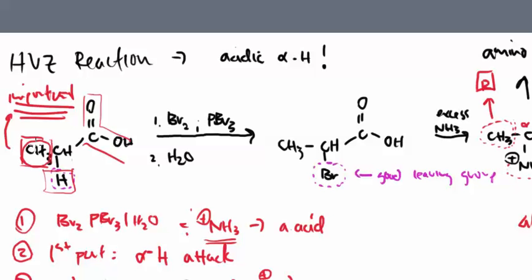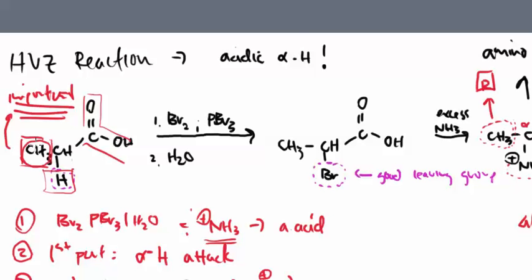If I want to make another amino acid like serine, I know that needs to be a CH2OH group. So I'm going to make sure that the CH2OH group is at that location instead of the CH3. So that's the area of the molecule that you need to change depending on what amino acid you want to make. So that's the reaction of the HVZ.